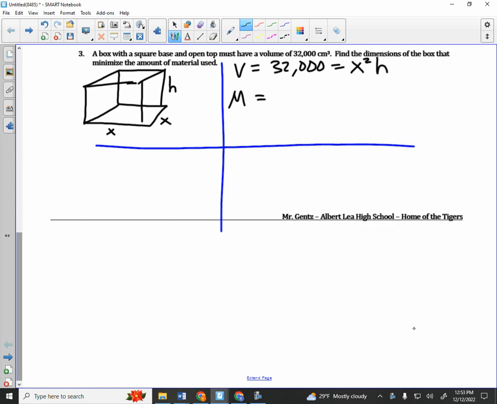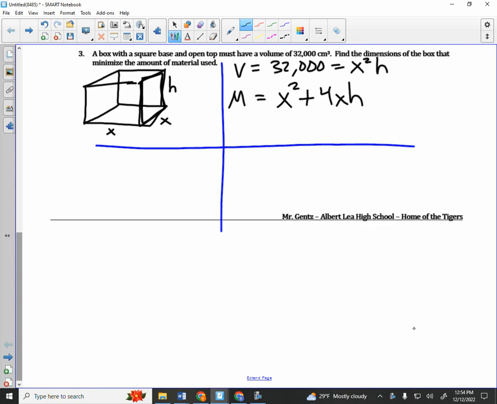So what's the area of the bottom? x squared. Is there a top? There's no top. What is the area of one of the sides? And how many sides are there? So plus 4xh.